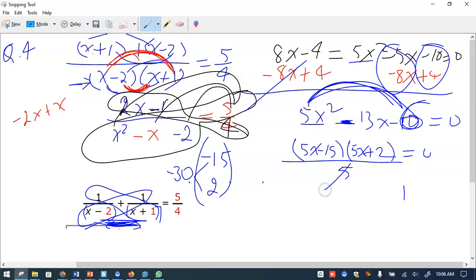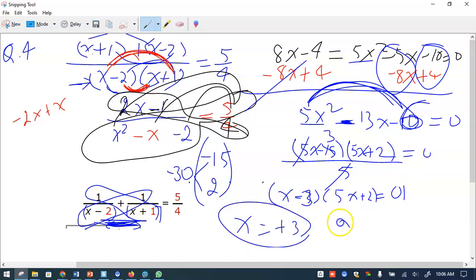And now this 5 will cross out and you get x minus 3 and 5x plus 2 equals 0. And now you have two answers. One is opposite of minus 3 is plus 3, and the other one is opposite of plus 2 is minus 2, and divide by 5. So these are the answers.